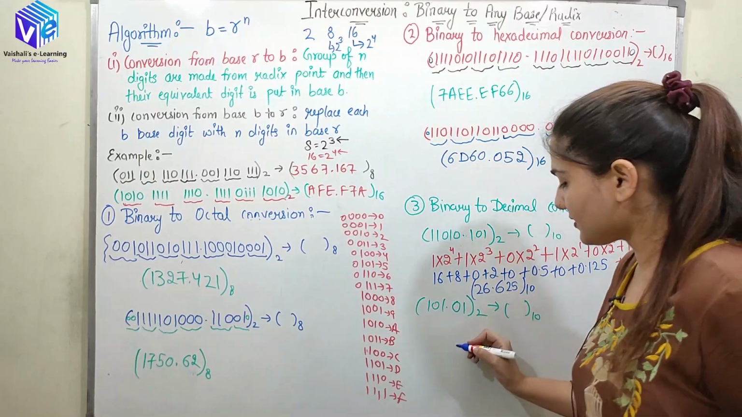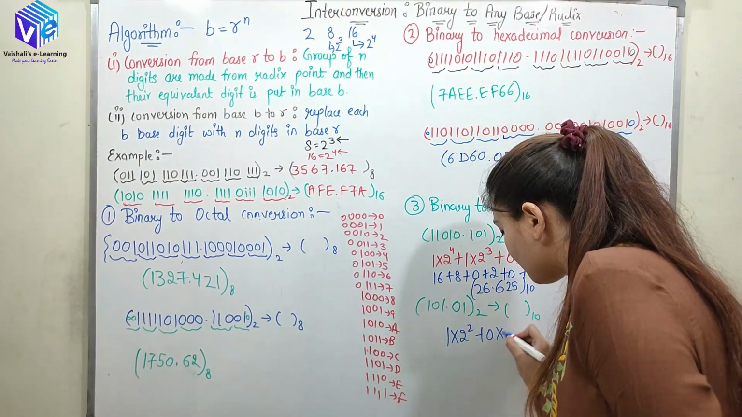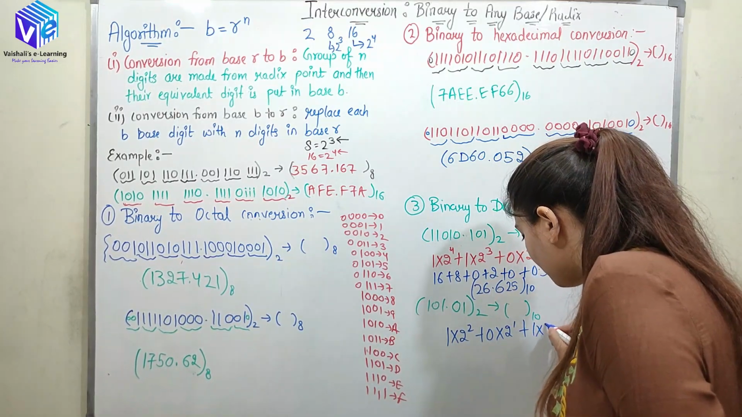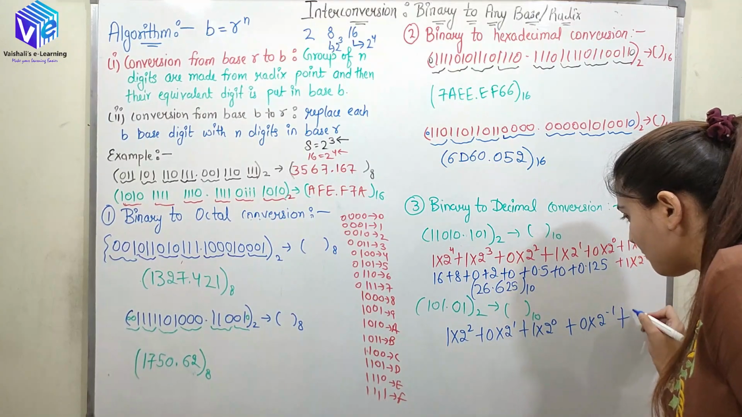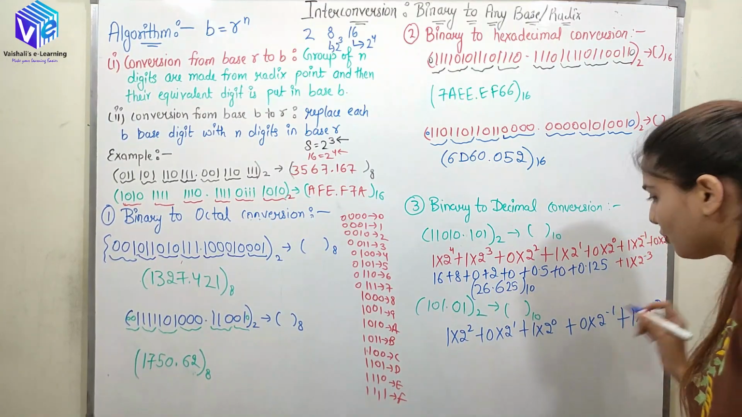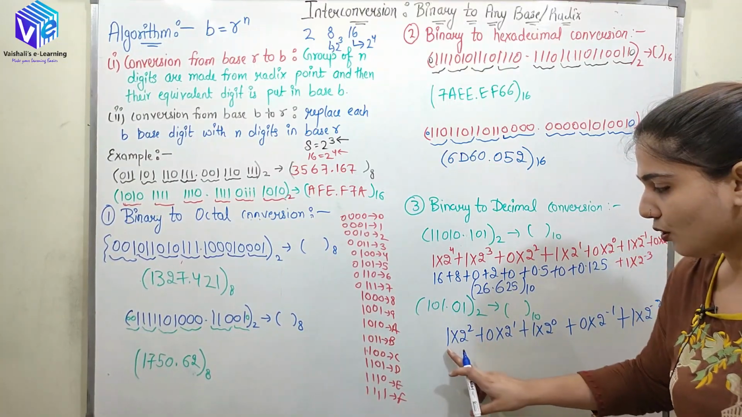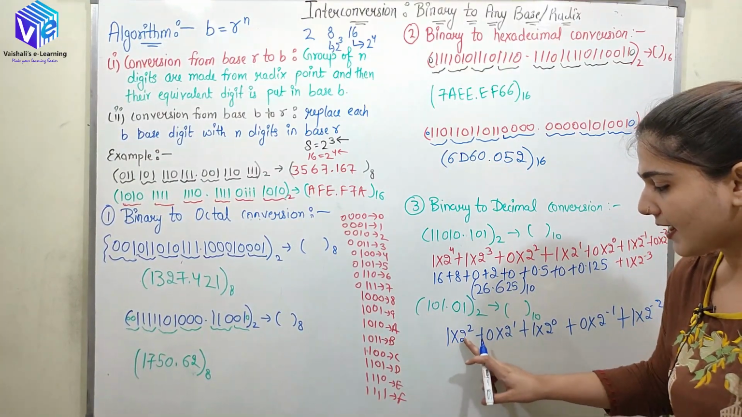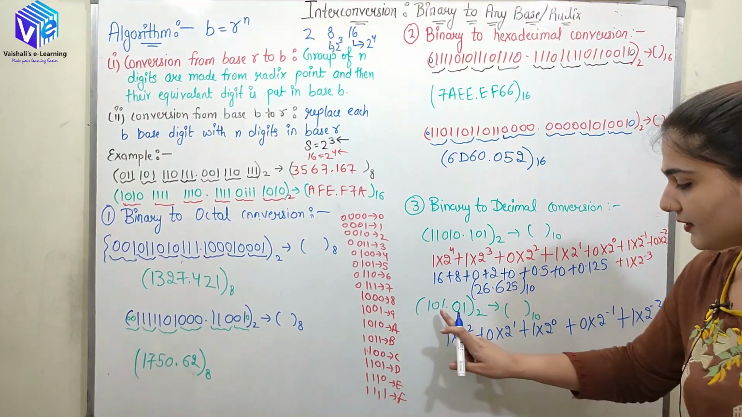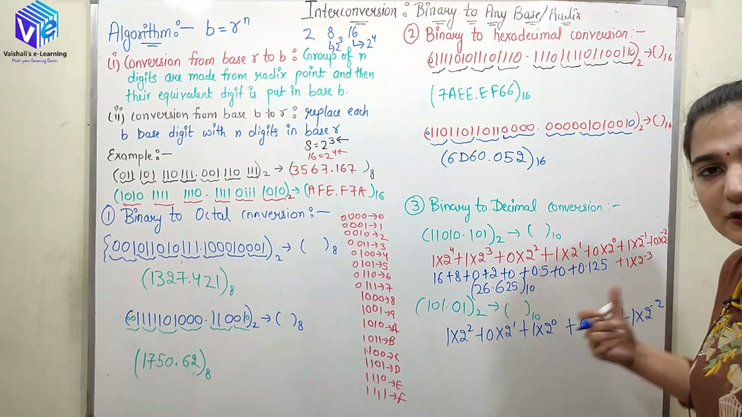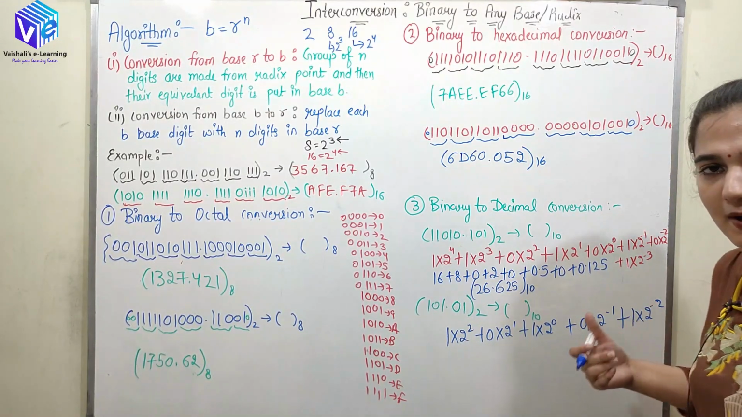Now coming to the next number, here we have 1 into 2 raised to power 2, plus 0 into 2 raised to power 1, plus 1 into 2 raised to power 0, plus 0 into 2 raised to power minus 1, plus 1 into 2 raised to power minus 2. What I have done, I have taken the m. What is m? M here is 3. So the digit 1 is multiplied with 2 raised to power 3 minus 1, which is 2 raised to power 2. I have taken the next digit and reduced the power of 2. Next digit, reduce the power of 2. Next digit, reduce the power of 2.